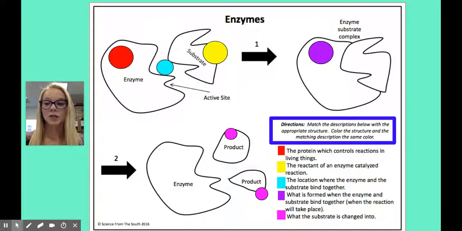So we've now concluded our notes about enzymes and reactions. You can make sure you have all of your fill in the blanks, and then you can use your notes to answer and complete assignments throughout this level.